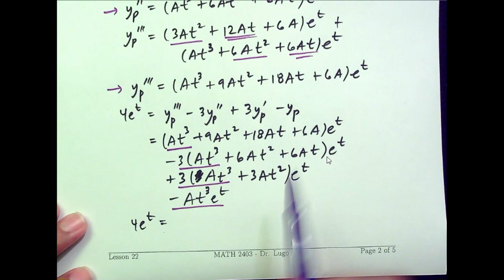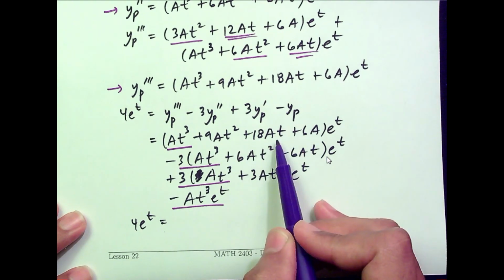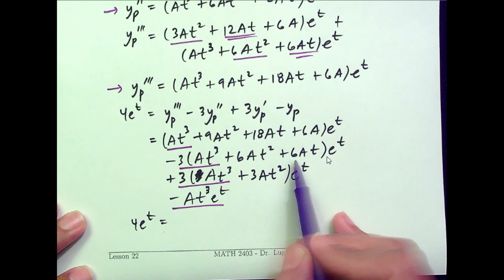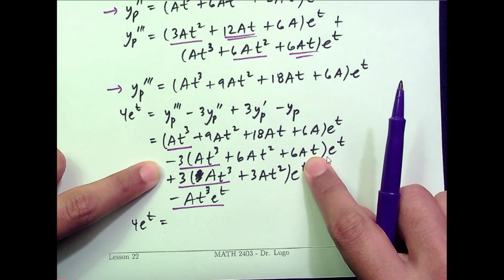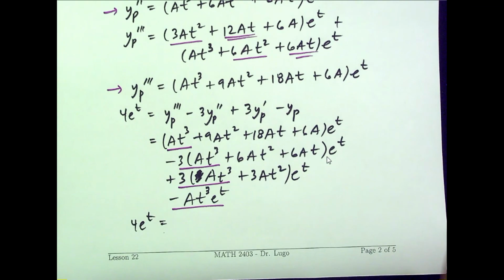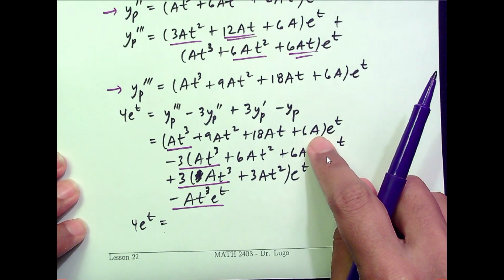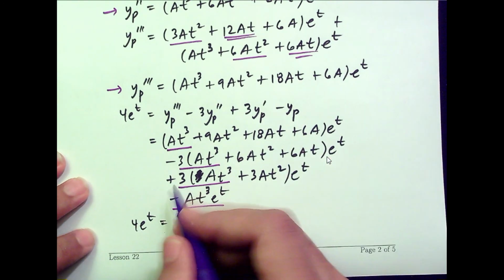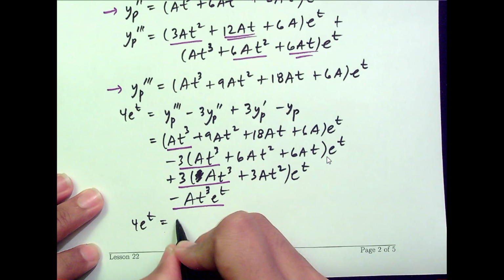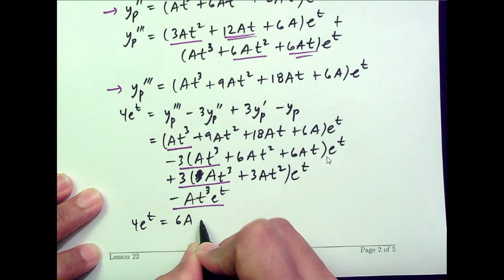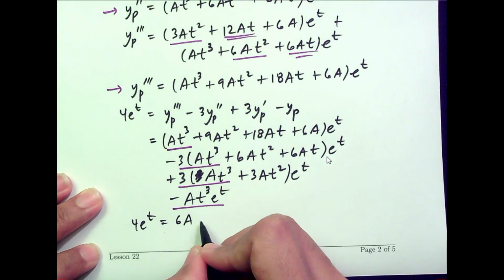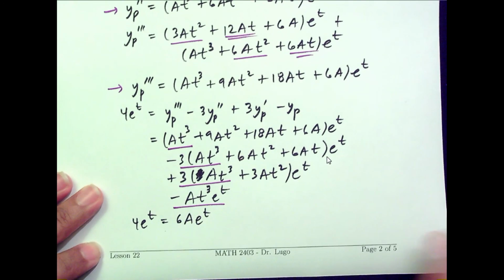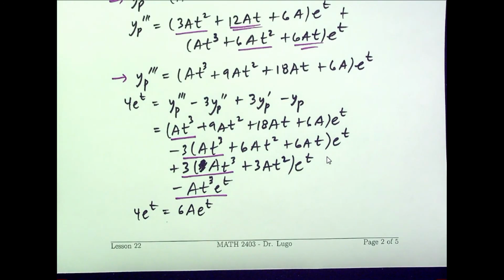For the linear terms, 18at minus 18at means there's no linear terms either. So those cancel. And lastly, for the constant terms, you get 6a, and that is it. You get 6a e to the t. That's what you get.